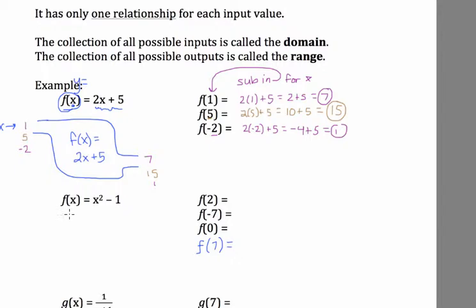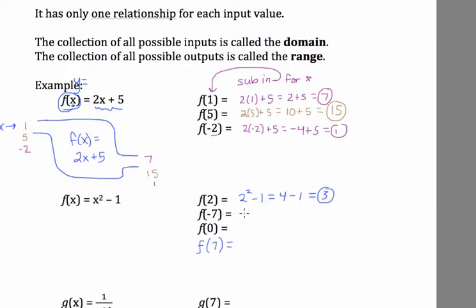F of x equals x squared minus 1. This is not a linear relationship, but still a function. F of 2. That means 2 is my input. I'm going to put 2 in for x. So I'll have 2 squared minus 1. So f of 2 equals 3.